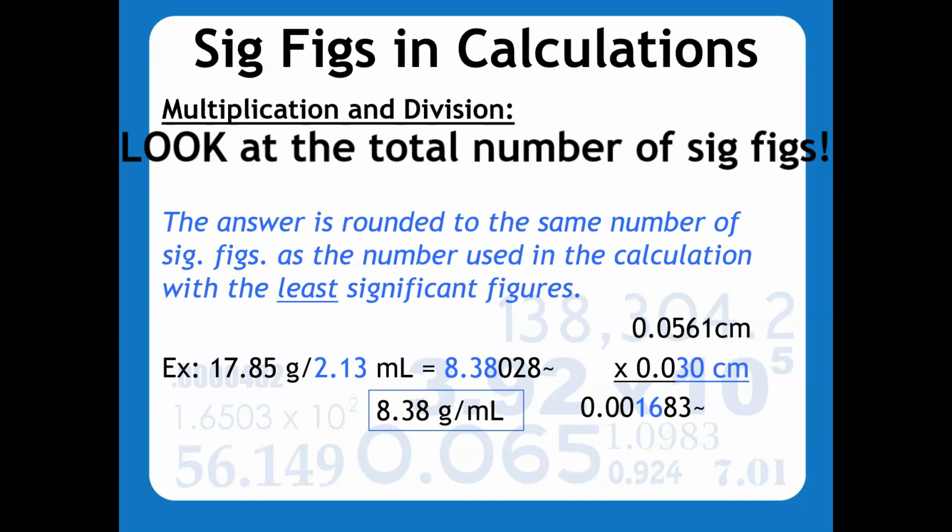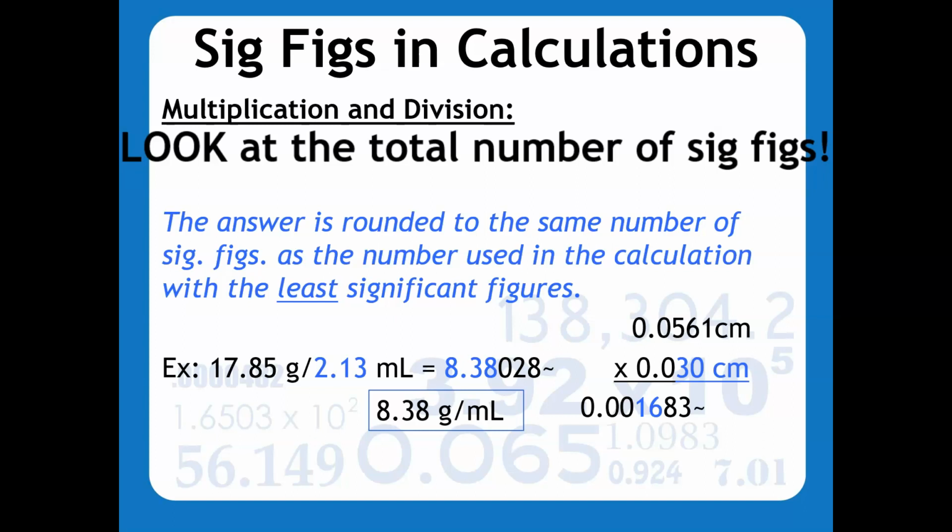If we look at the next example, notice that we have numbers with leading zeros in them. So even though it's 0.0561, that only has 3 sig figs. And 0.030, be careful here, you actually have a mix of leading and trailing zeros. So the 3 and the 0 at the end there is significant.